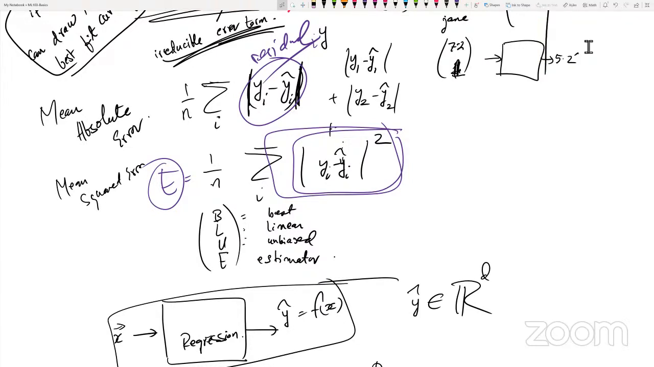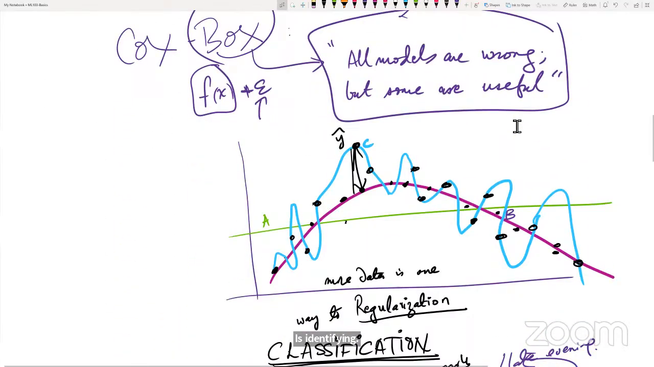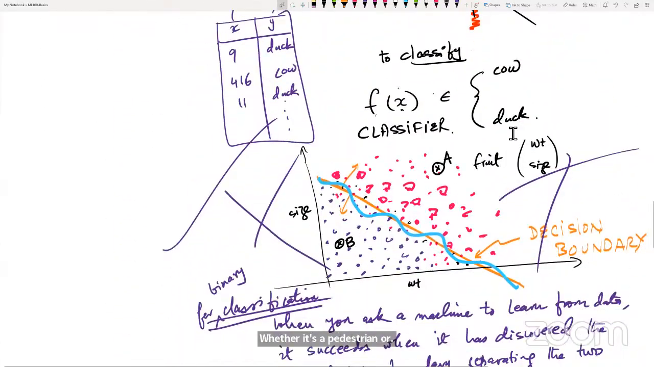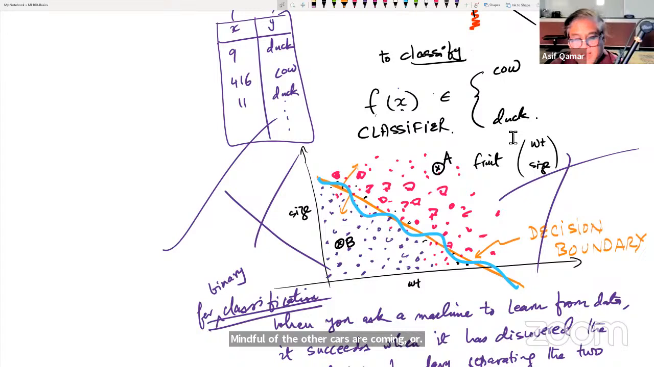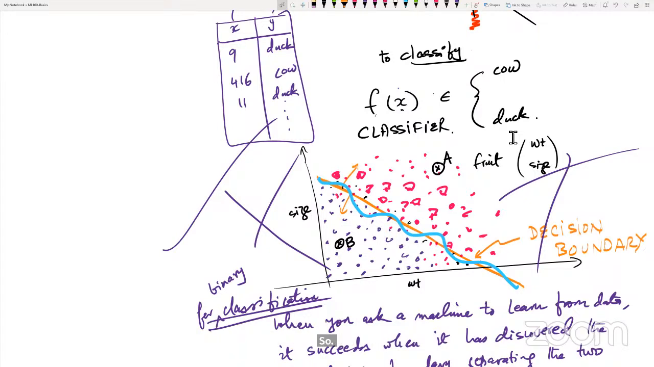Sir, one question. While putting the classification, there has to be a ceiling, a boundary. I mean, let's say an auto-driving car is identifying whether it's a pedestrian or a road, and the car also has to be mindful of the other cars coming or the traffic. So what should be the upper ceiling? I mean, the boundary which we have to put in, in which way? Can you elaborate more on that?